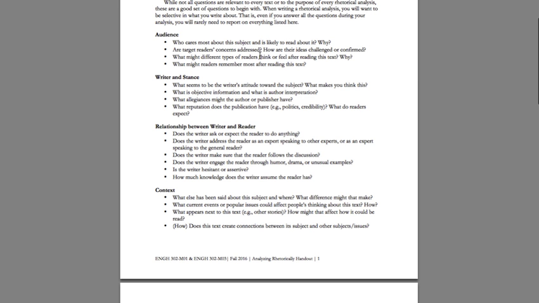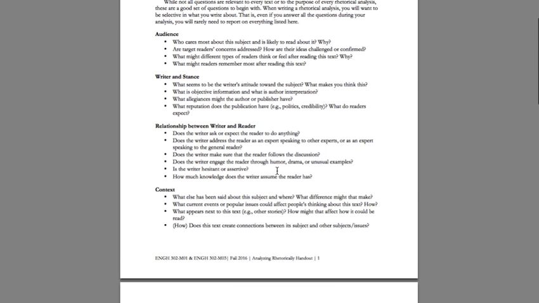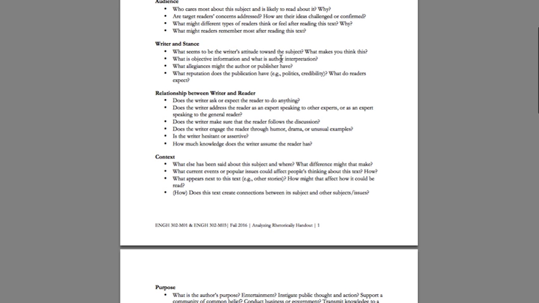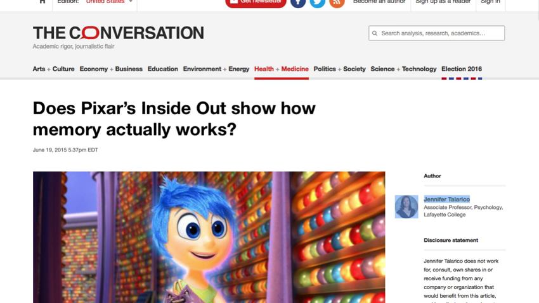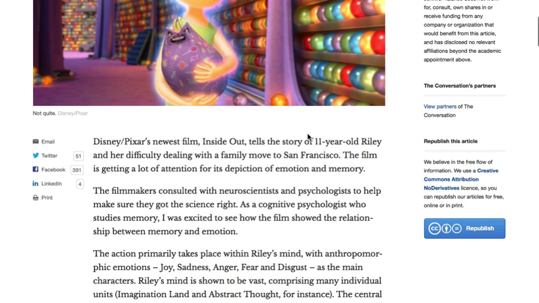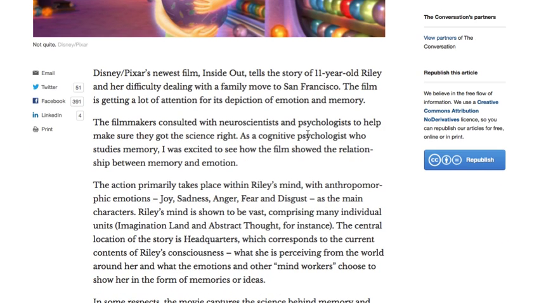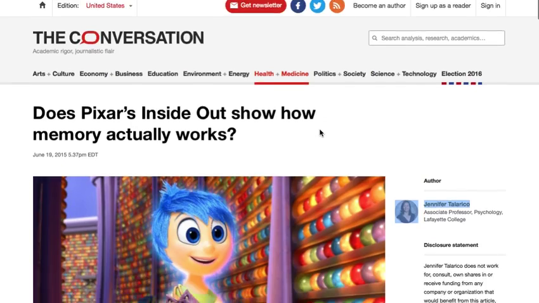And we can answer more of these questions if you actually go through and read the whole thing. Writer's stance. What is the writer's attitude towards the subject? Well, if you talk about memory, obviously the author has a real interest in how memory works. The author also, if you read through, seems to have really liked the movie.